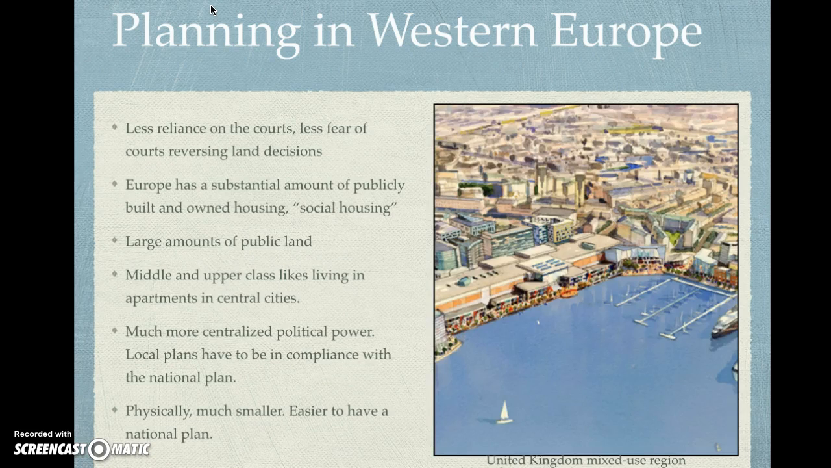So just continuing with this overview, an example of how planning formed differently in other places. Still in Western Europe, they have less reliance on the courts than you do in the US. So over there, there's less fear of courts reversing land decisions. You can imagine how a lot of issues in the US are decided in court. The legal fights, the law, the court makes the decision about maybe a land use dispute.